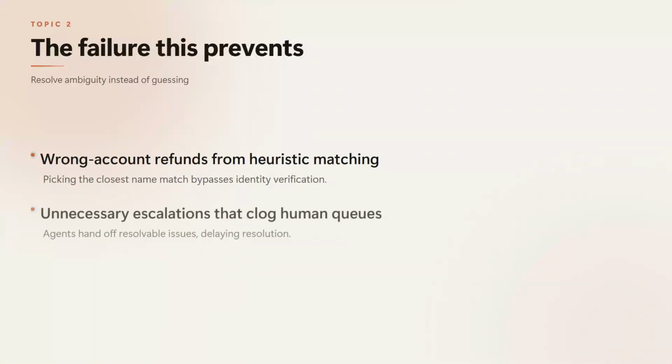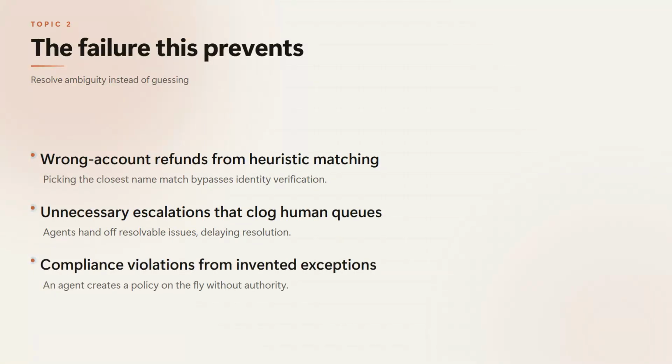Without this technique, 3 failures become common in production. First, heuristic matching, picking the most recent or closest name match, leads to refunds issued to the wrong account. That is a direct financial loss and a trust disaster. Second, agents escalate every frustrated customer, even when the issue is straightforward. This clogs human queues, increases wait times, and frustrates customers even more. Third, agents invent exceptions for requests that policy does not cover, like competitor price matching. That creates compliance violations and inconsistent customer experiences. Each failure costs money, time, and reputation.